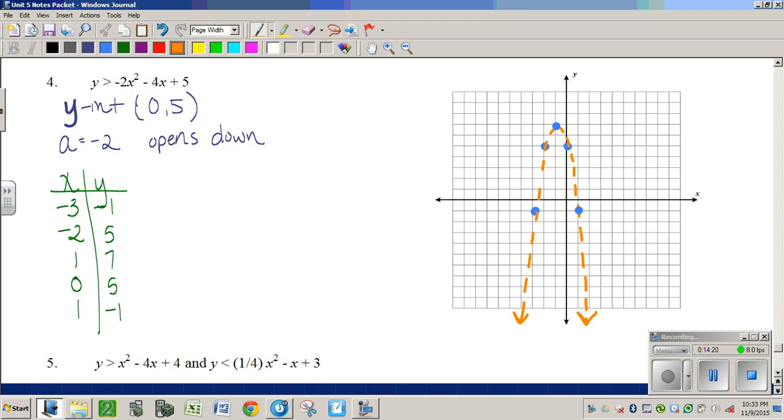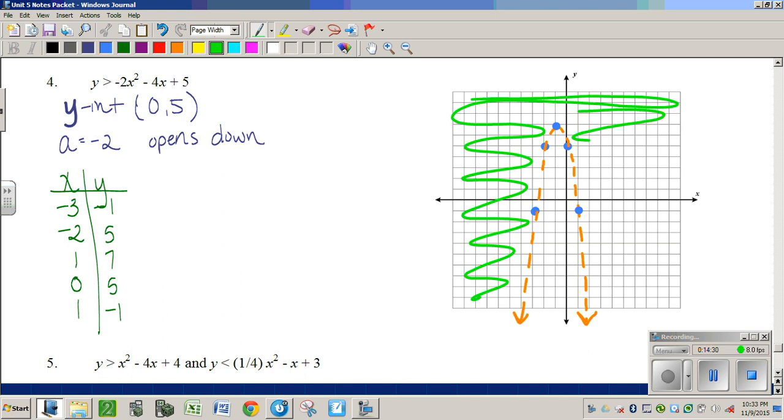Alright, so I know that I am shading outside above my graph here. So I'm shading all around here and all around over here. And I hope your coloring is much better than mine. Okay? Alright. Now, number 5, we're going to do 2 parabolas at once.